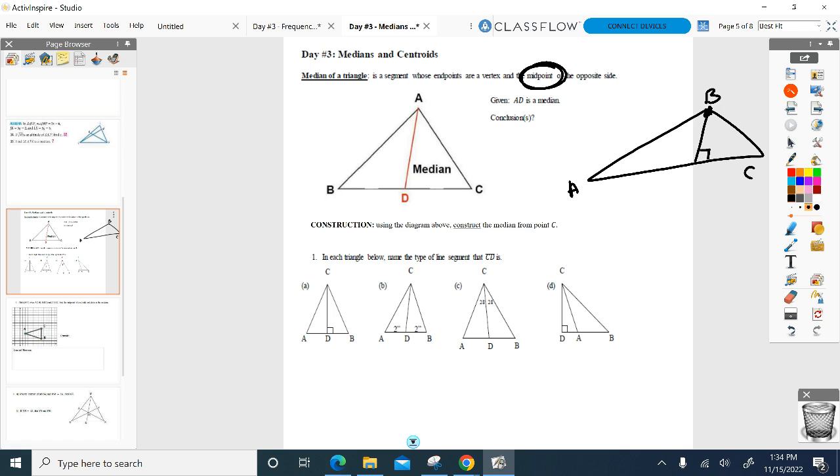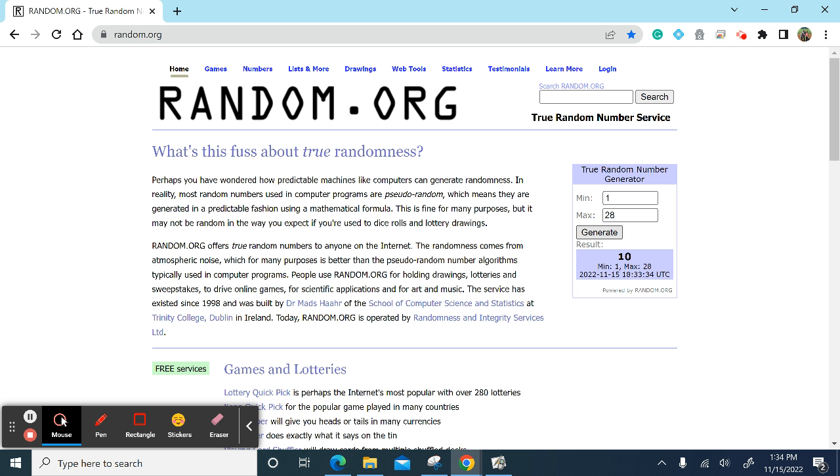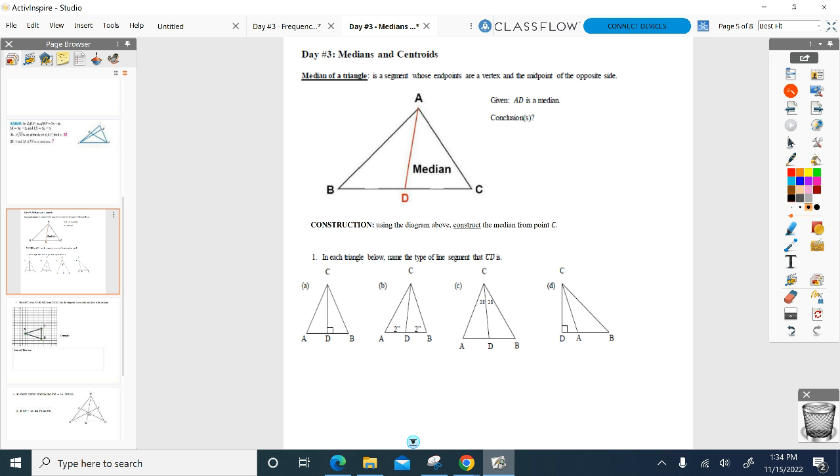Tell me something true about triangle ABC then. If AD is a median, it goes to the opposite side's midpoint. What else can you either mark on your diagram or tell me is true right now? BD is equal to DC. There we go. BD is congruent to DC because medians go to midpoints. Medians go to midpoints, correct. All right, so there's one median in this triangle.